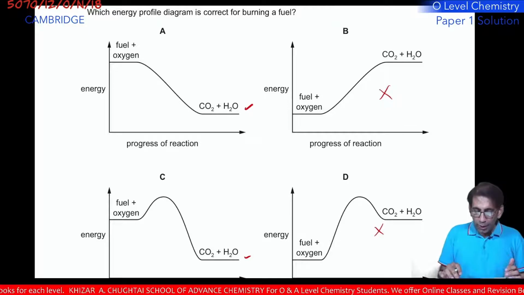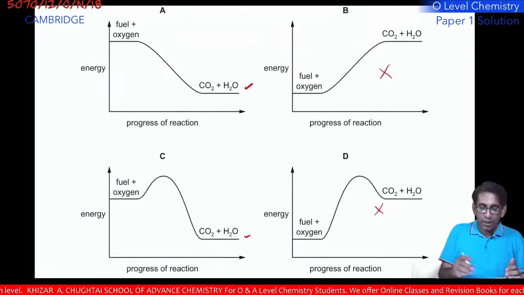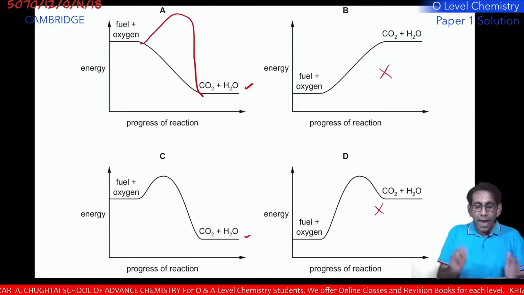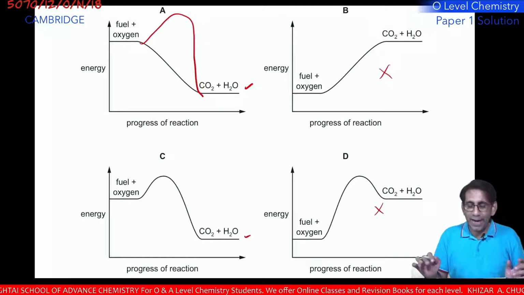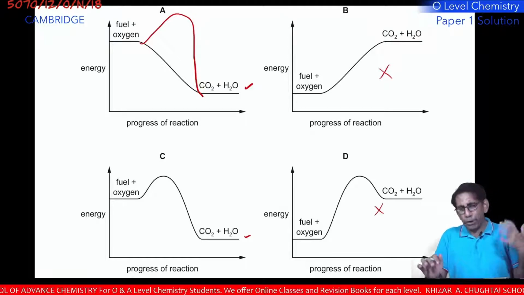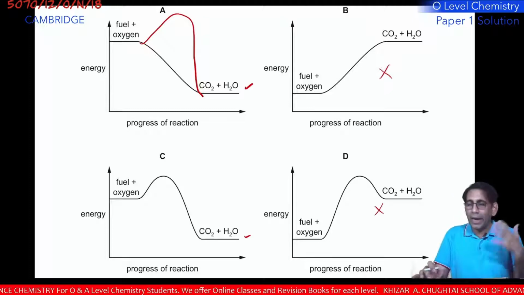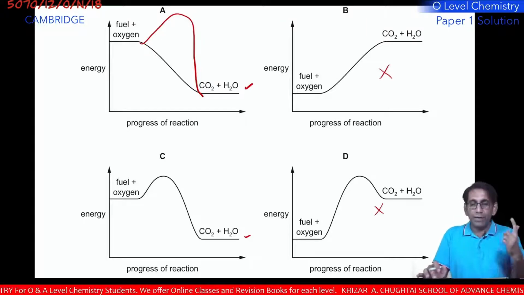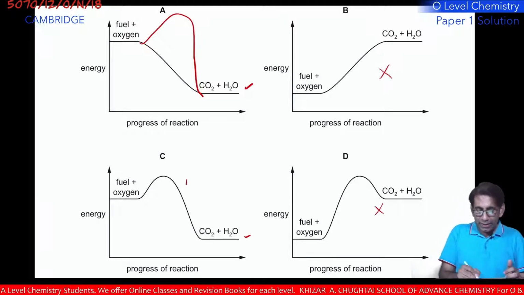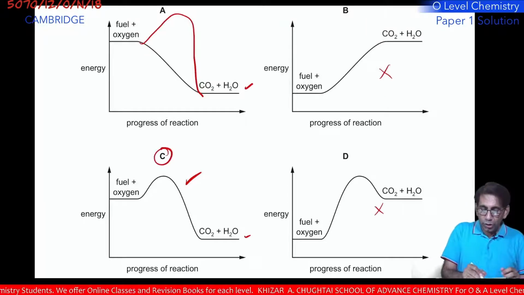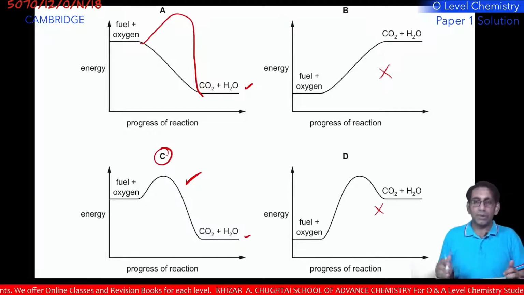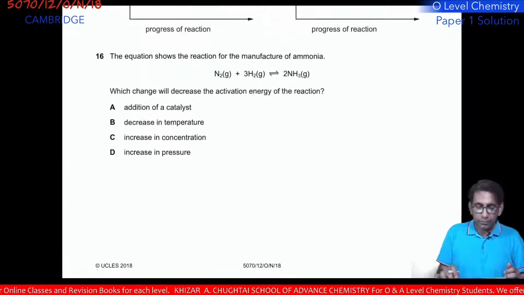The next one, there must be the hump. Even if it is an exothermic reaction, that is, a spontaneous reaction that is highly likely to occur, it will have to cross this barrier that is said to be the energy of activation. So C is the correct option.